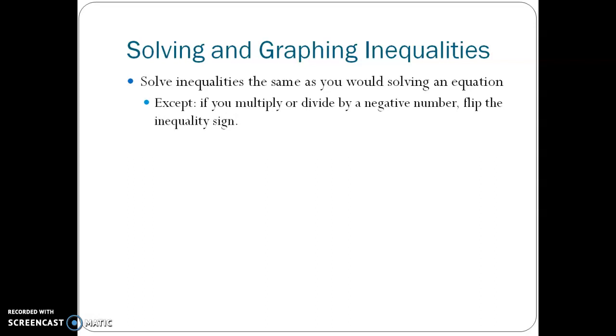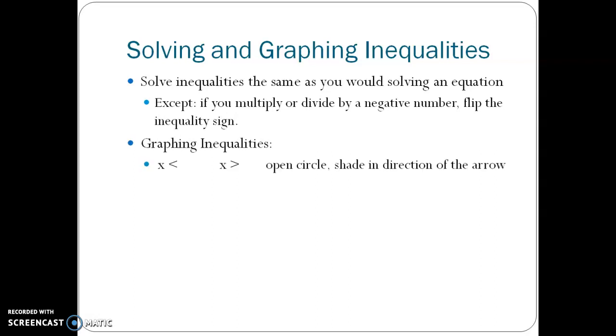Now, when you go about graphing inequalities, a couple of reminders. If you have either x is less than or x is greater than a number, you're going to graph this using an open circle, and you're going to shade in the direction of the arrow. So for x is less than, we would shade to the left. For x is greater than, we would shade to the right. Now, if your inequality is less than or equal to or greater than or equal to, this is where you're going to use a closed circle. And again, you'll shade in the direction of the arrow. So if it's less than or equal to, you'll shade to the left. If it's greater than or equal to, you'll shade to the right.